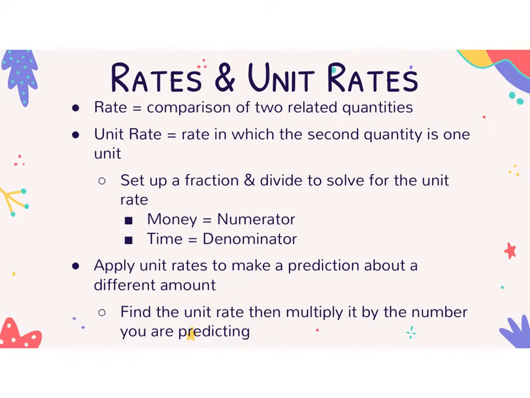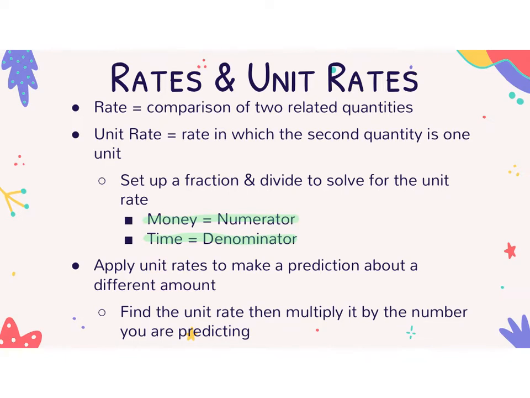We also learned about rates and unit rates. A rate is a comparison of 2 related quantities, and a unit rate is a rate in which the second quantity is 1 unit. To solve these problems, we will set up a fraction and divide to solve for the unit rate. Remember that if we have a value of money, we will put that in the numerator in our fraction. And if we have a unit of time, we will place that in the denominator of our fraction.